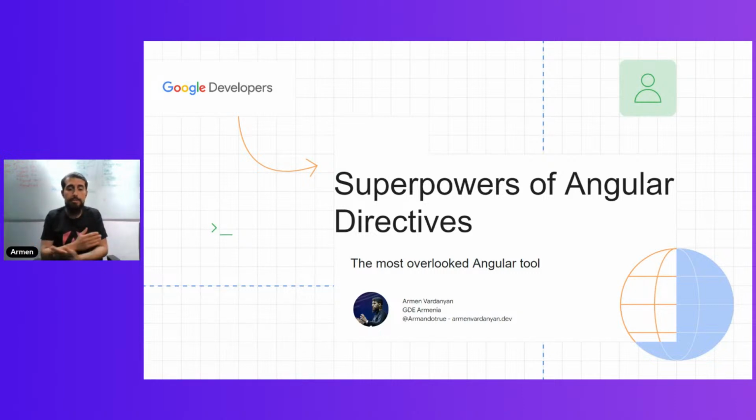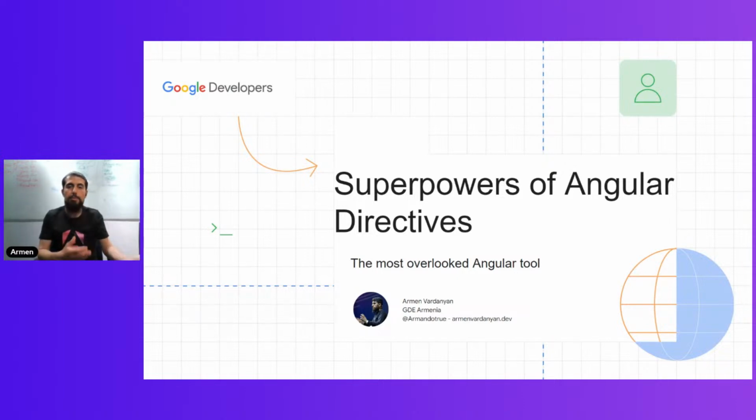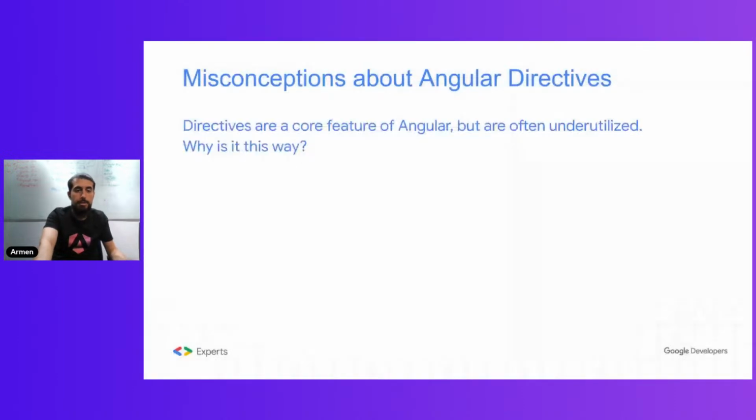So you can learn even more about directives. As you can see, the subtitle of this talk is the most overlooked Angular tool, which is true in my opinion, in the sense that components, surely we all know about them, we use them all the time, but directives are used way less than we would like. In lots of scenarios, directives are even better than components, and we can achieve lots of things using directives. So let's jump into it and see first some misconceptions that Angular developers have about directives, which don't allow them to use them more. They are often underutilized. Why is this? Are they not a core feature of Angular?